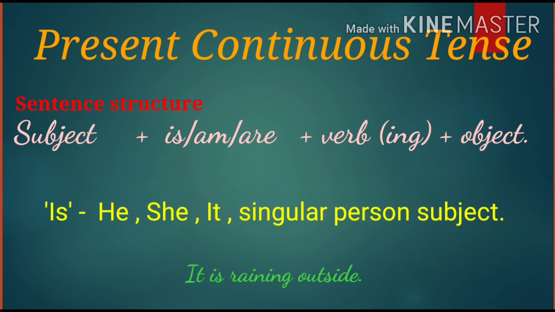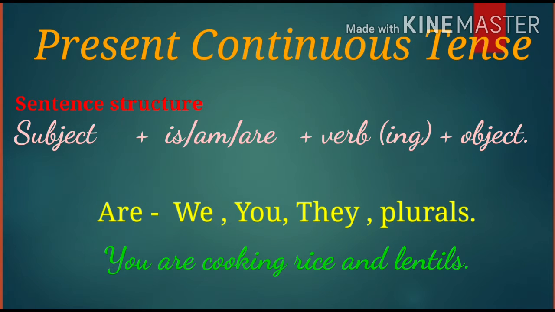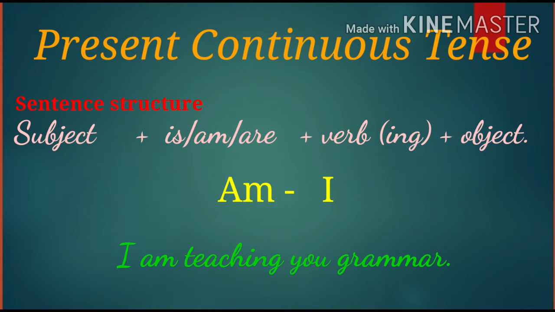Is is used with he, she, it or singular persons. Are is used with I, we, you, they and plural persons. And am is used with only the subject I.